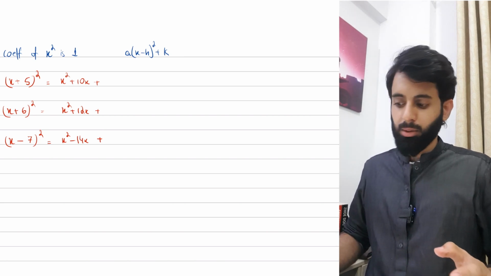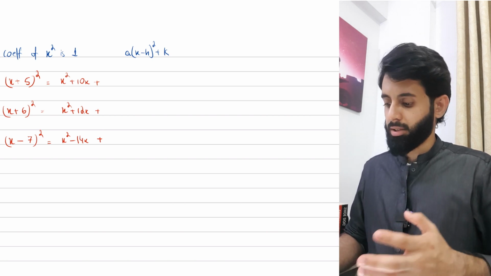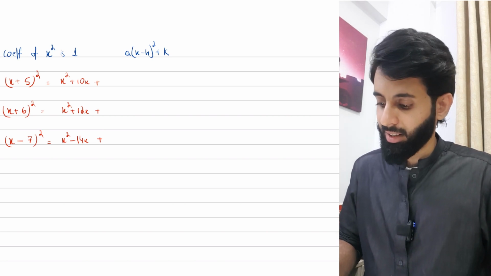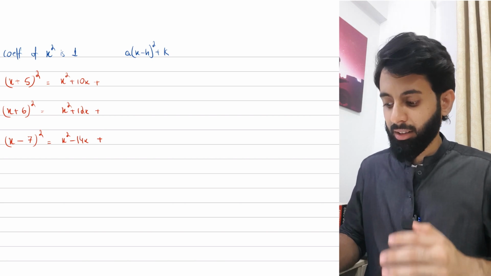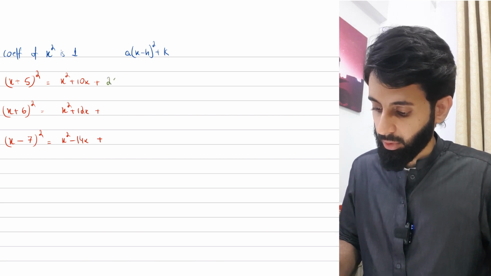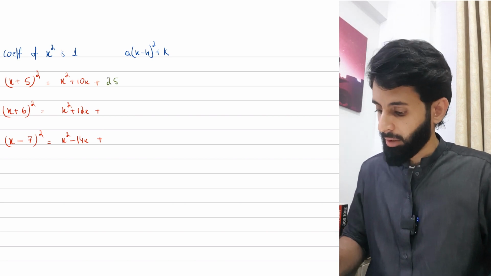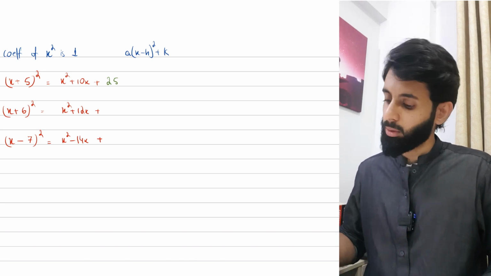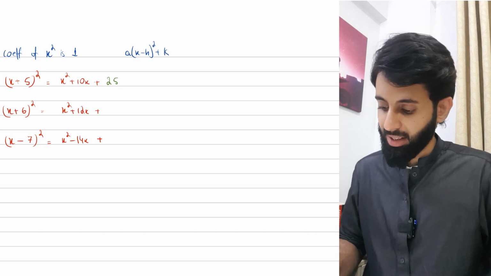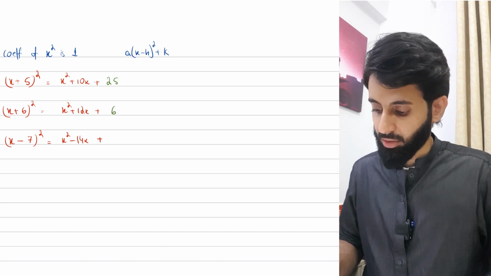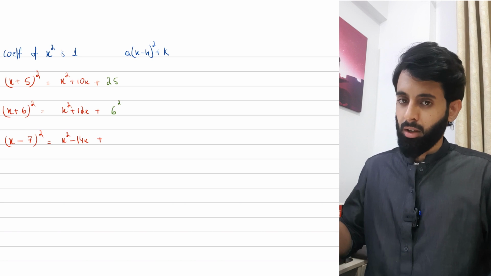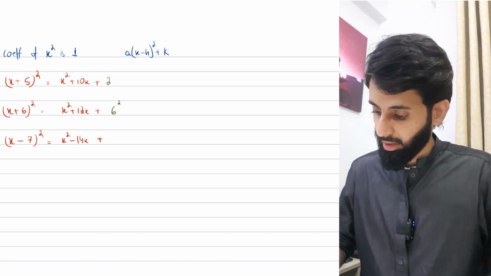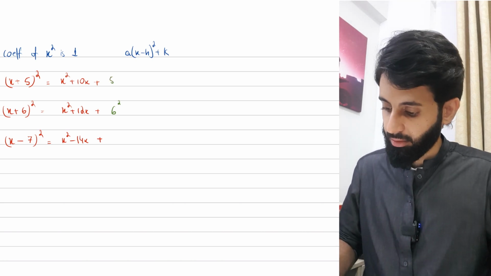So (x plus 5) the whole thing squared is a no-brainer. It's going to be x squared plus 10x plus, now what we're going to add towards the very end is the square of 5, which is 25. Then you have (x plus 6) the whole thing squared, which is going to be x squared plus 12x, and then what we add towards the very end is 6 squared, which is 36. In fact, I'm going to rewrite 25 as 5 squared instead.